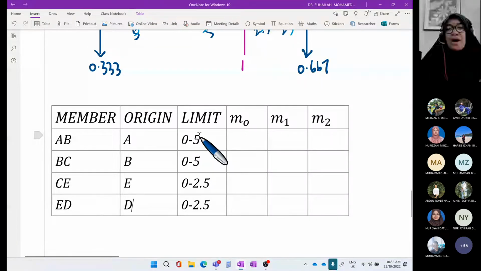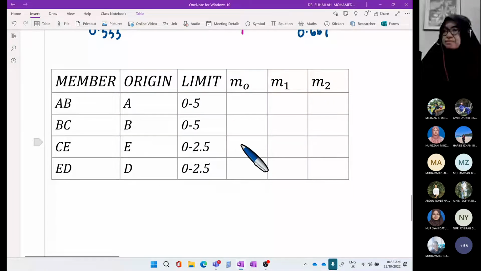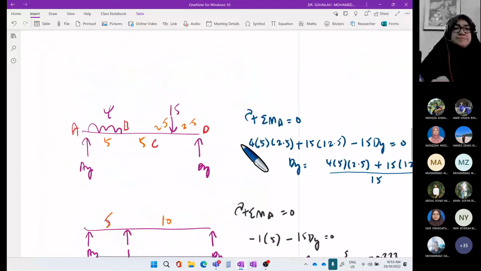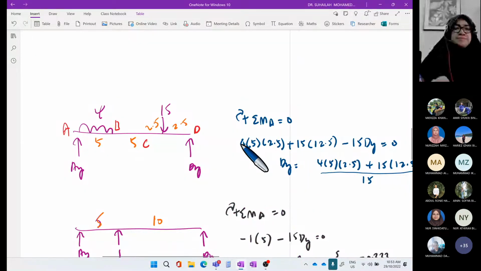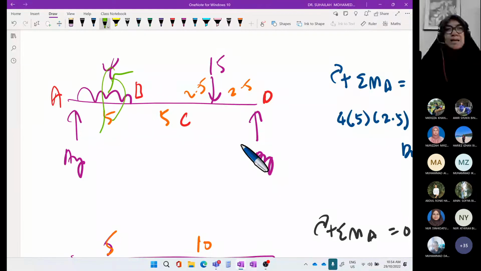AB origin A dekat sini. AB origin A yang ni. Moment macam ni. Okay. Because we take origin from left. When we take origin from left, moment is counterclockwise. Because origin kita A. Origin from left, moment counterclockwise. So section ni become, saya tulis dekat tepi ni.